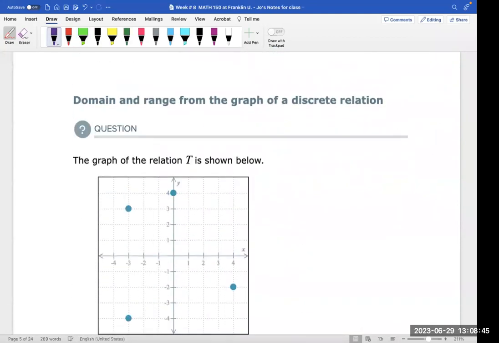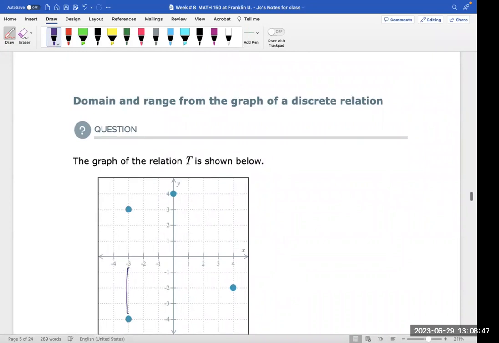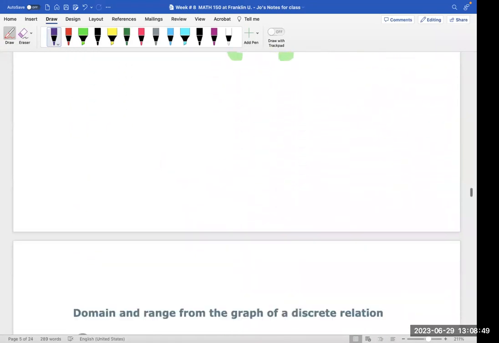Okay, again, looks like the same problem. It's exactly the same problem. Sorry about that.